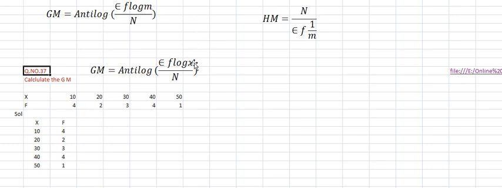Now what do you have to find? Use this formula. The formula is f log x. How to find the f log x? First you have to find log x. How is the log x computed? It depends on the x numbers from here to here.